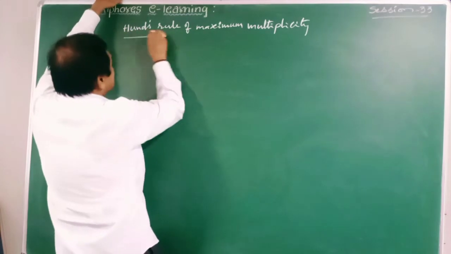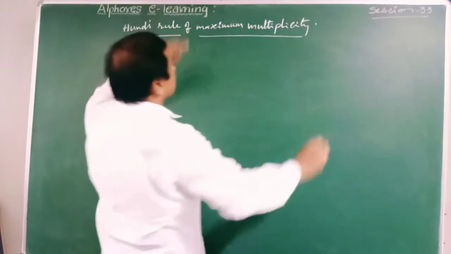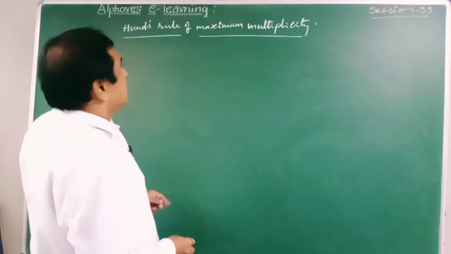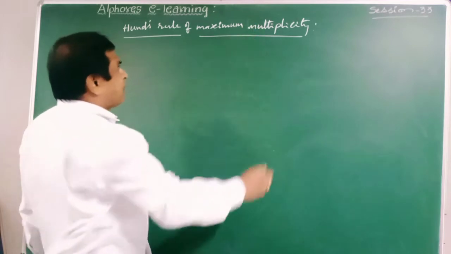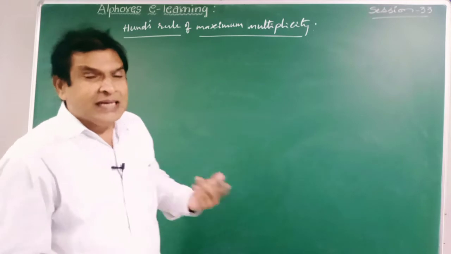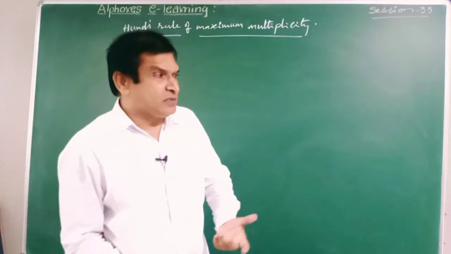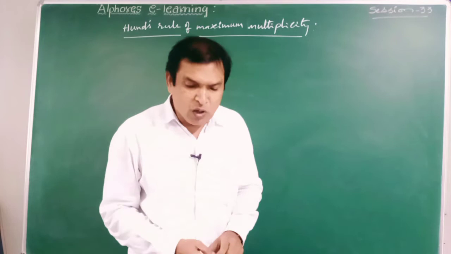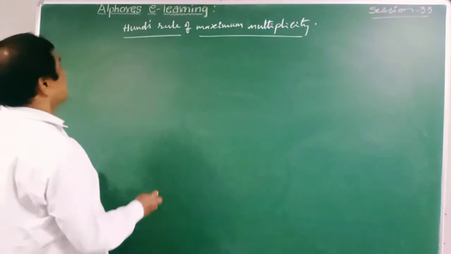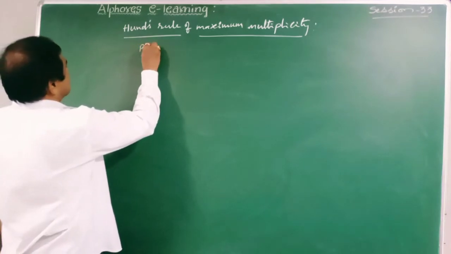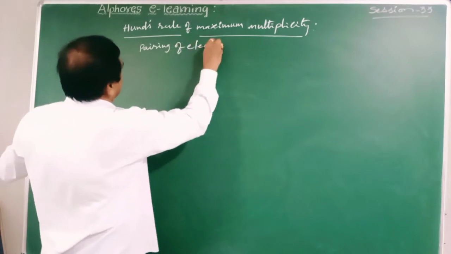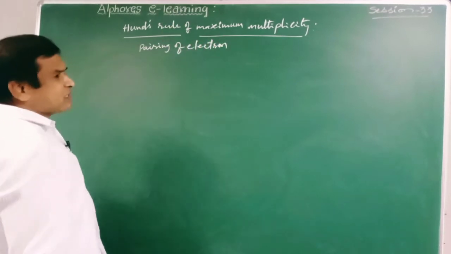Hund's rule of maximum multiplicity. It explains how electron pairing takes place in the atomic orbitals. It explains pairing of electrons.